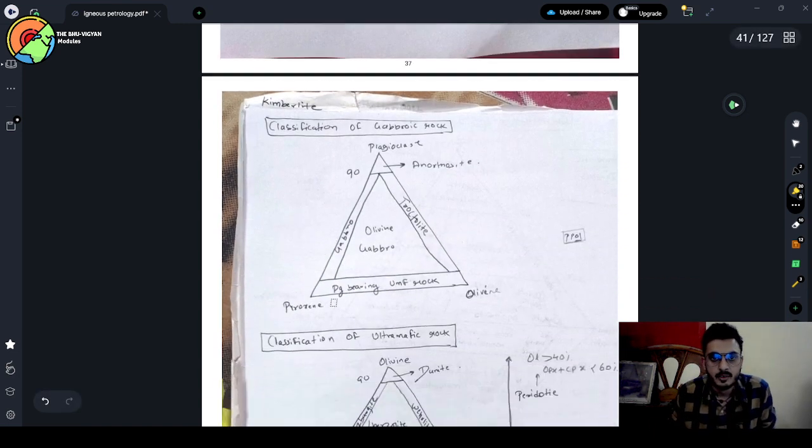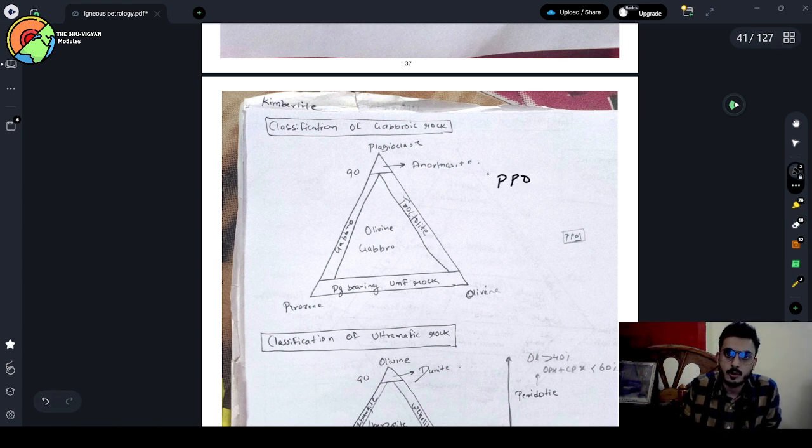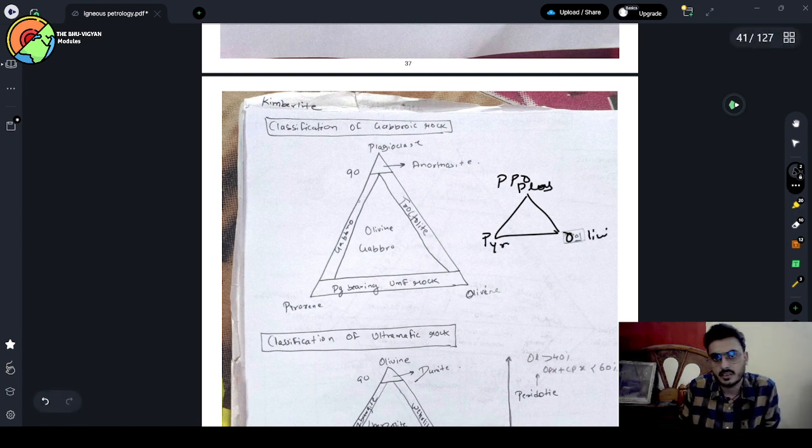Now this question is classification of gabbroic rock. So you can remember with the term PPO, from this order P, P, O. So it will be plagioclase, here will be pyroxene, and here will be olivine. Now here, if you see, this is the 90% plagioclase line. Here will be 10% here. This rock is known as gabbro, which has plagioclase and pyroxene.